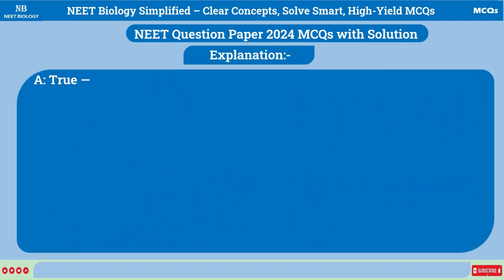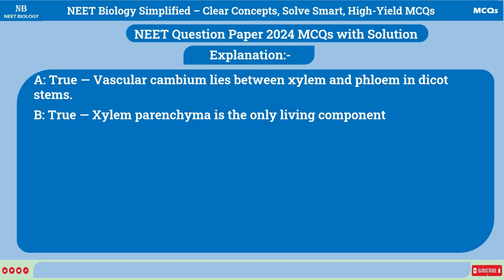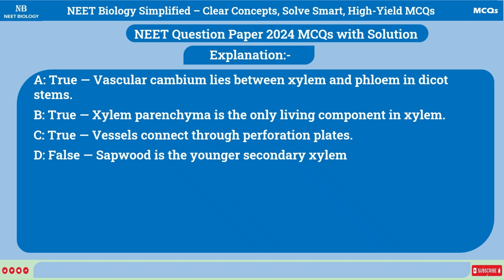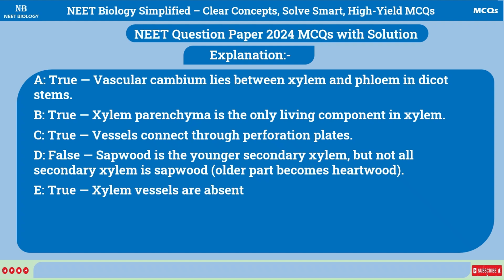Explanation: A. True, vascular cambium lies between xylem and phloem in dicot stems. B. True, xylem parenchyma is the only living component in xylem. C. True, vessels connect through perforation plates. D. False, sapwood is the younger secondary xylem, but not all secondary xylem is sapwood, older part becomes heartwood. E. True, xylem vessels are absent in most monocots, except some like Dracaena.